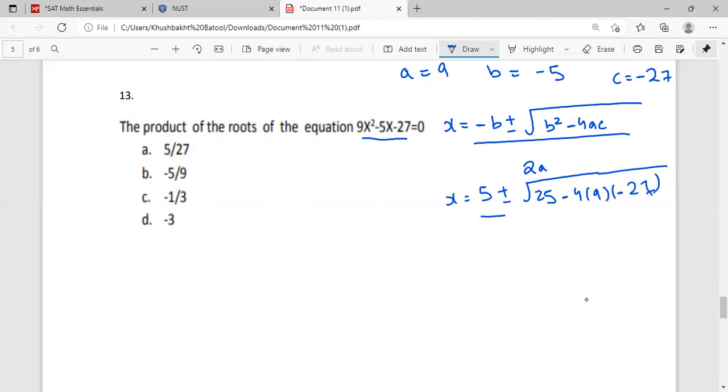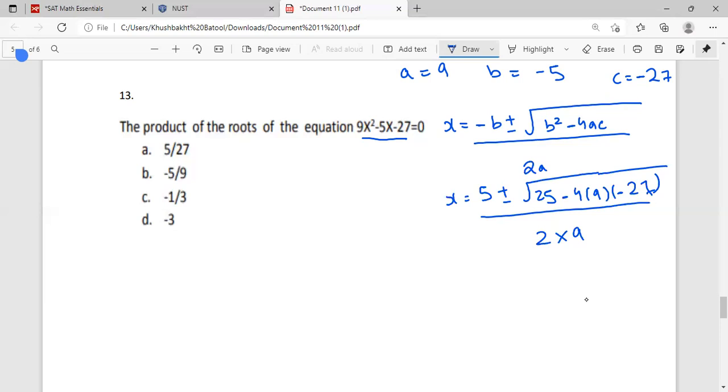And another tip for any test is that since you would not be using your calculator, do not multiply anything at this point. We might be able to cancel it out later. The questions are designed such that students are able to do them without a calculator. So the two roots are 5 plus under root 25 minus 4 into 9 into minus 27 divided by 2 into 9, and 5 minus the whole thing.